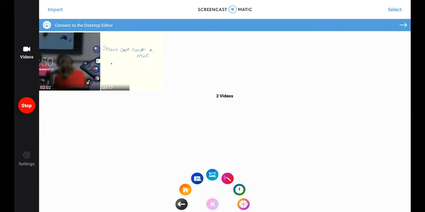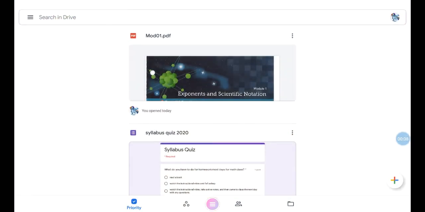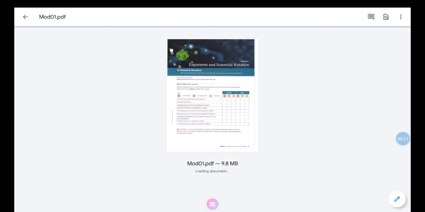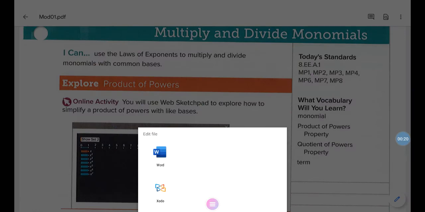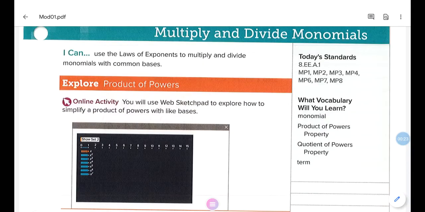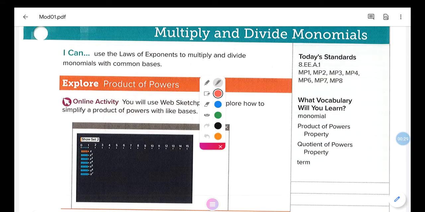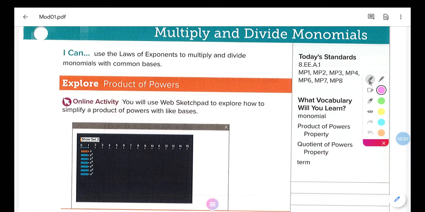Okay, so here we go. I think we're going to talk about lesson 2 of module 1 of our first chapter. We're going to be able to multiply and divide monomials. I love multiplying and dividing monomials. It's so much fun.